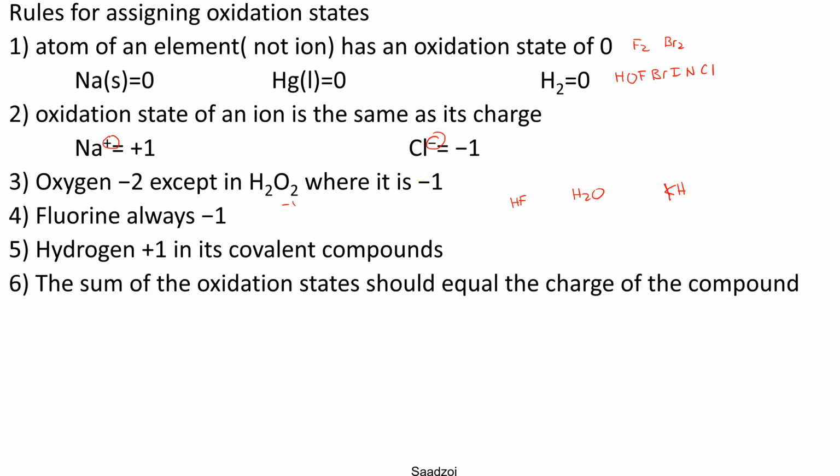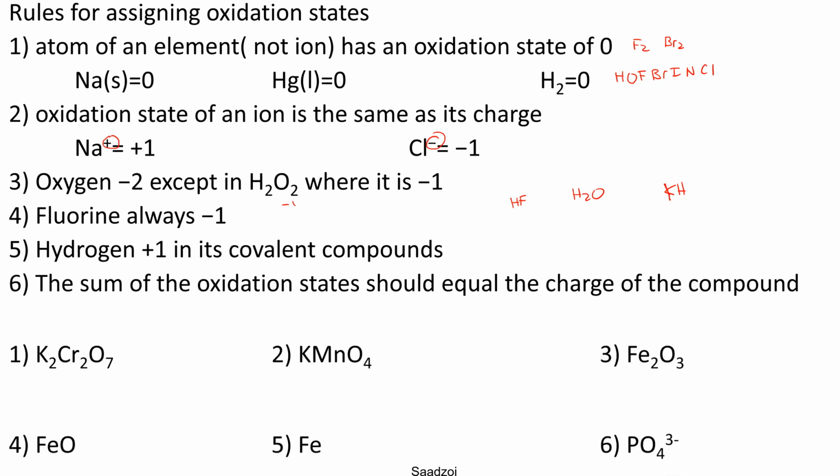Rule 6: the sum of the oxidation states should equal the charge of the compound. So if there is no charge, you assume it's 0. How do you know there's no charge? Well, look at some examples. All these, except for the last one, don't have a charge in the upper right-hand corner. So these all would be 0 overall. This one down here would be a negative 3. So let's go over these and figure out how to do oxidation states.